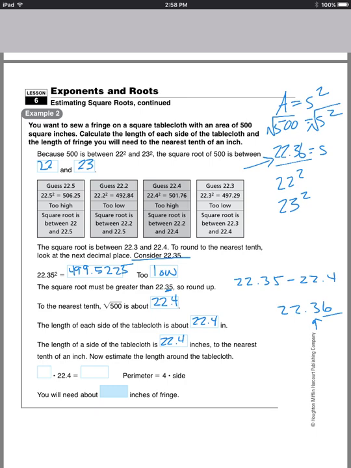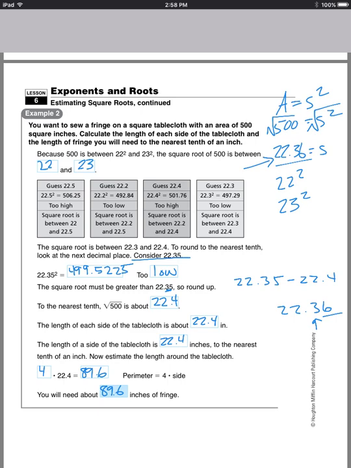Now estimate the length of the tablecloth. Well, we have 4 sides. Each side is 22.4, so we take 4 times 22.4 and get 89.6. So you will need about 89.6 inches of fringe.